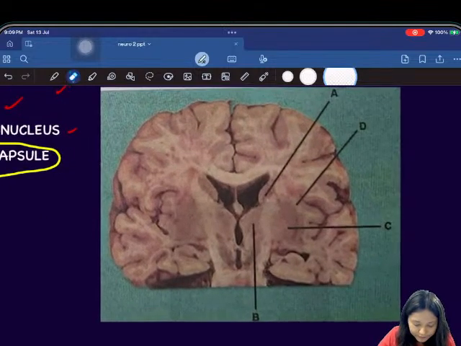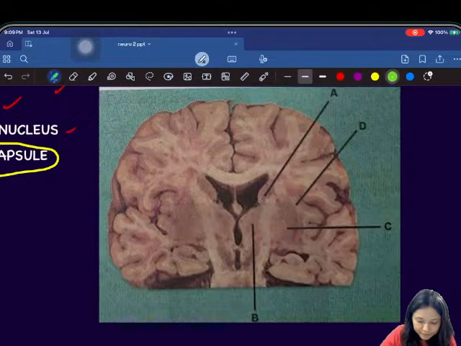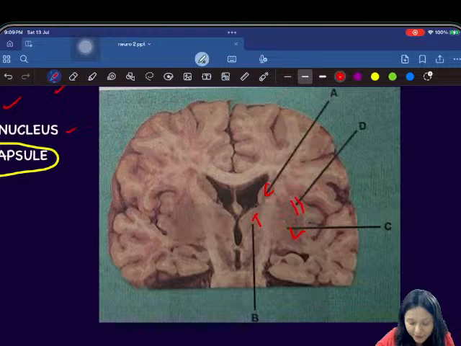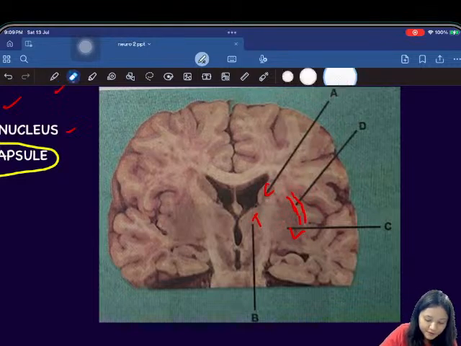The thalamus is here, the caudate nucleus is here, and this is the lentiform nucleus. Outside that, try to remember this is white matter. So it will be fibers, it is not gray matter. The thalamus is composed of nuclei, it's gray matter. So what is this area? Let us study about D as well.